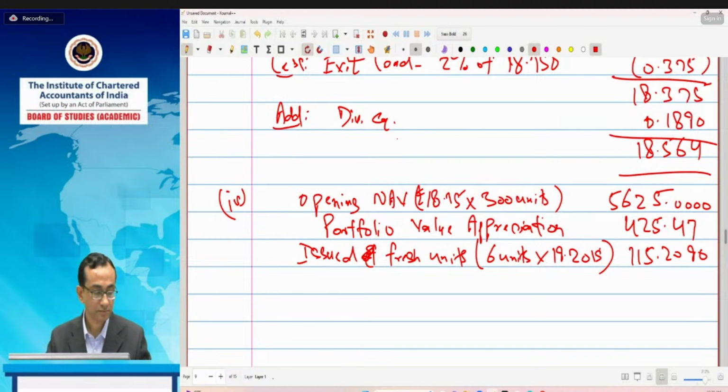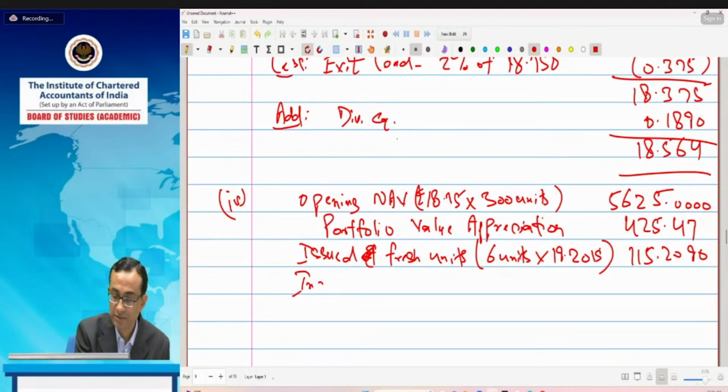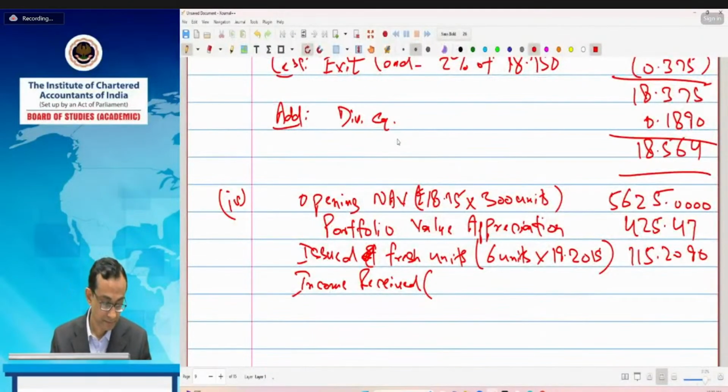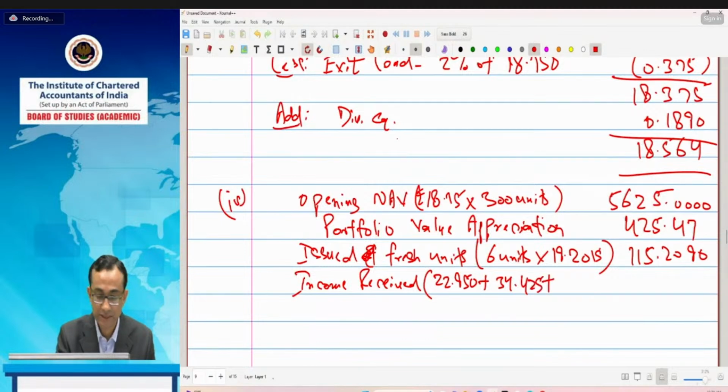Again, further income will be added, income received. So what is the total income received? This is 22.950, 34.425, and 45.450. Income for 3 months. All will be added. So it will be 22.950 plus 34.425 plus 45.450. All will be added and the total amount will be 102.8250.